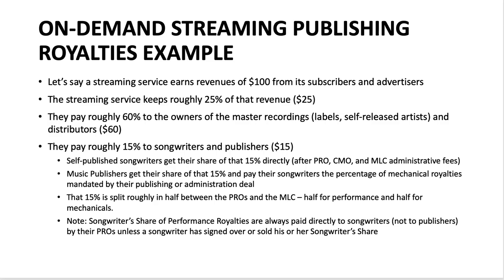So basically what happens is 60% of the money will go to the master rights holders, which is typically labels, or if you're a self-released artist and you own your own master, that money is going to you. So collectively, all those people share in that $60. The remaining 15% gets paid to songwriters and publishers, so that's $15. And as you can see, it's a small amount of that 100.